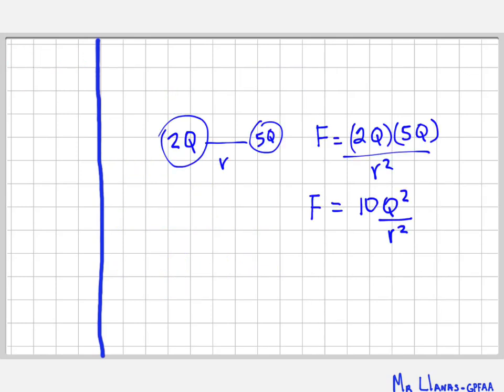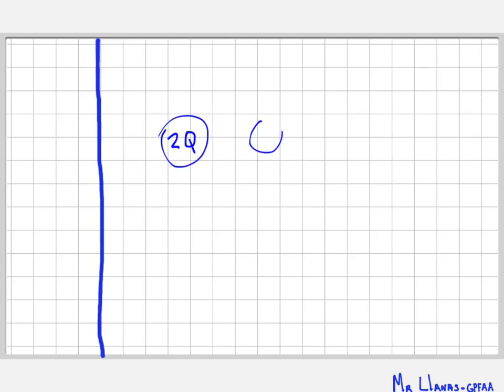Next, we're going to look at an example. Let's look at this example, and we're just going to put two charges. One is 2q, the other one is 5q, over a distance r. We're really not going to put numbers on that.